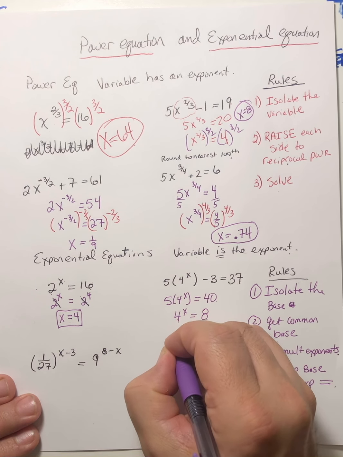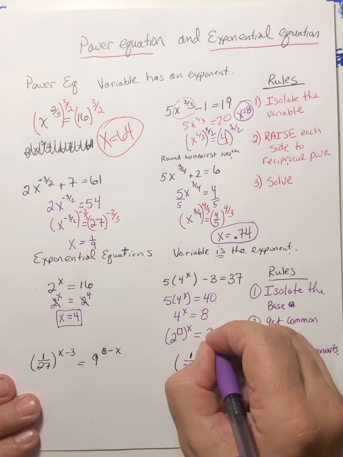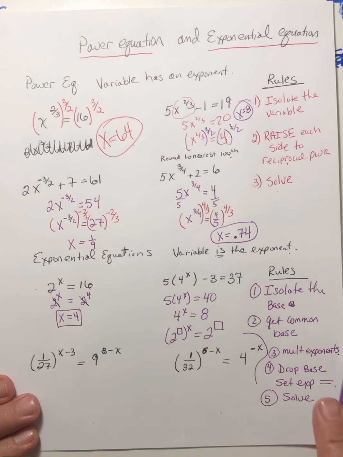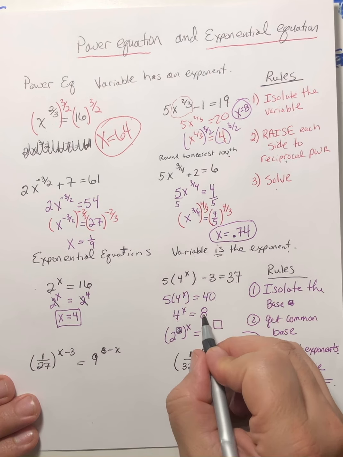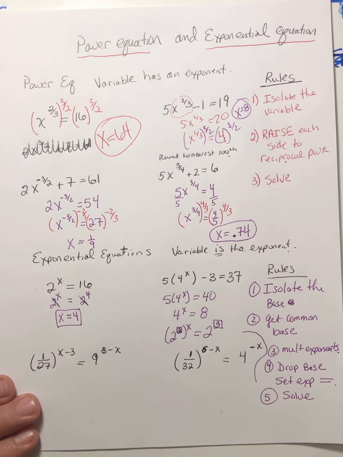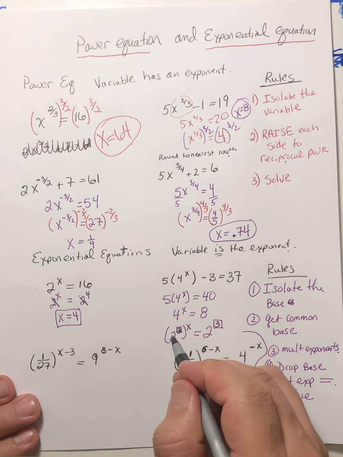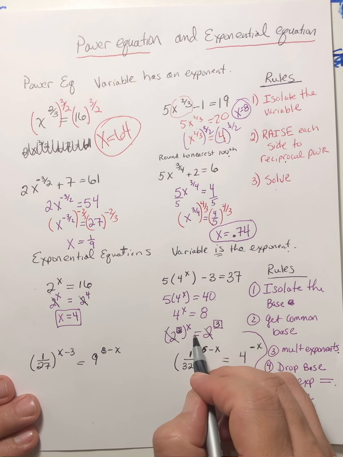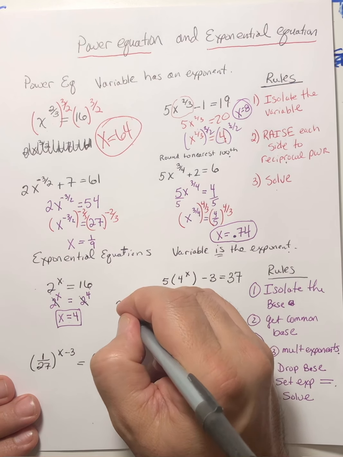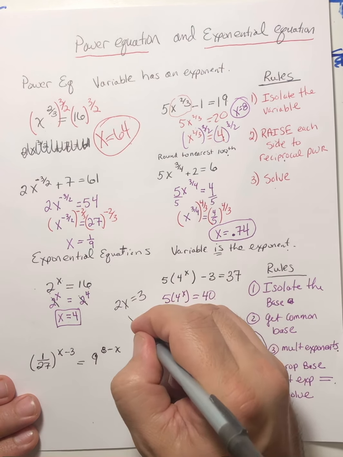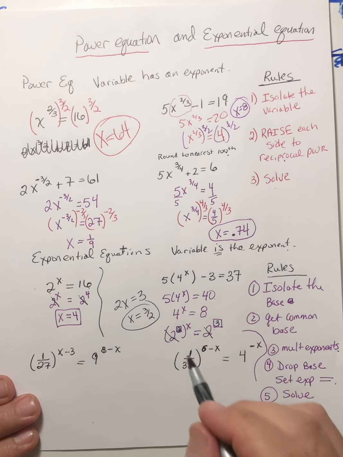2 to some power, and then 2 to some power. Well, 2 to what power is 4? That's right. 2 to the second, and then 2 to what power is 8? That's right. It's a 3. This is where we say multiply the exponents. Okay, so we're going to drop the base. We multiply the exponents and set them equal. So I have 2x equals 3. 2x equals 3, so then x equals 3 halves. Okay? I'll finish that out over there.